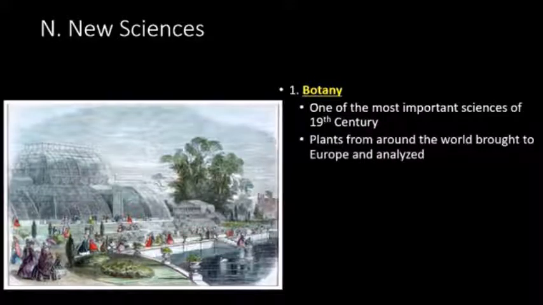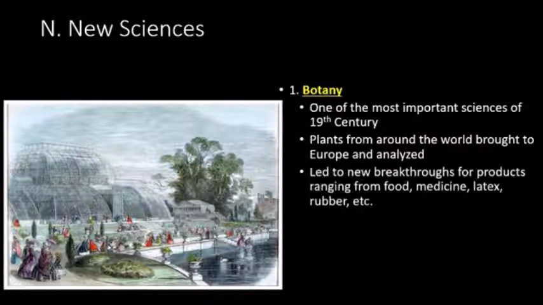So plants from all over the world were brought to Europe and analyzed. You can imagine Europeans going into Africa, Asia, and the Middle East and finding plants, and you'll see later on animals, that they've never seen before. They're going to start studying these plants. In these plants, they're going to find cures for diseases, they're going to find food, all manner of things. And it led to breakthroughs for new products ranging from food to medicine, to latex, and yes, unfortunately, even rubber, as we learned in the Congo.